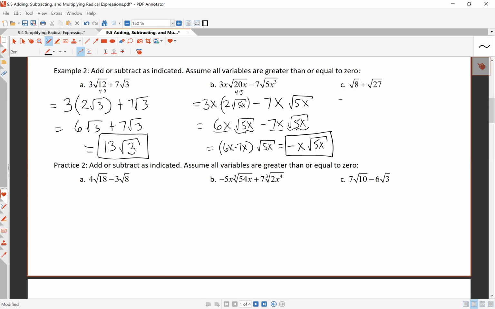Letter C, we don't have the same radical, so we simplify first. Square root of 8 is square root of 4 times 2, or 2 square root of 2. 27 is 9 times 3, or square root of 9 is 3, and the 3 stays under. And these are not like terms, so they'll stay as is.